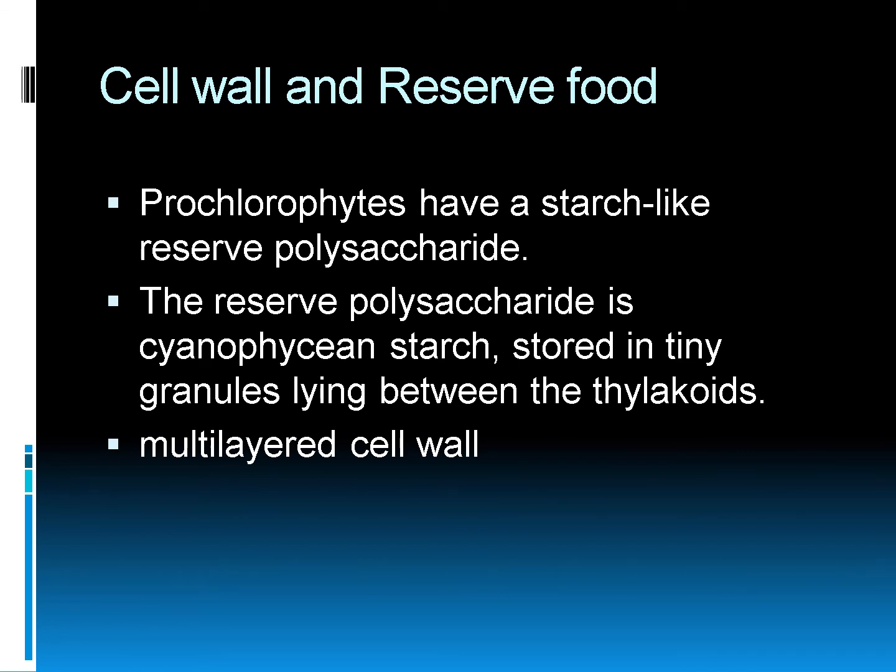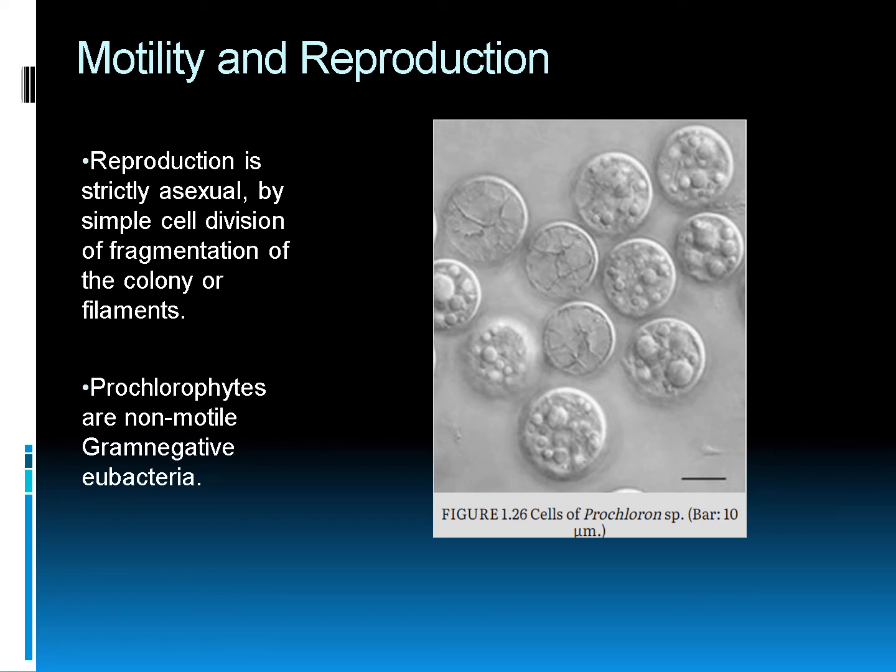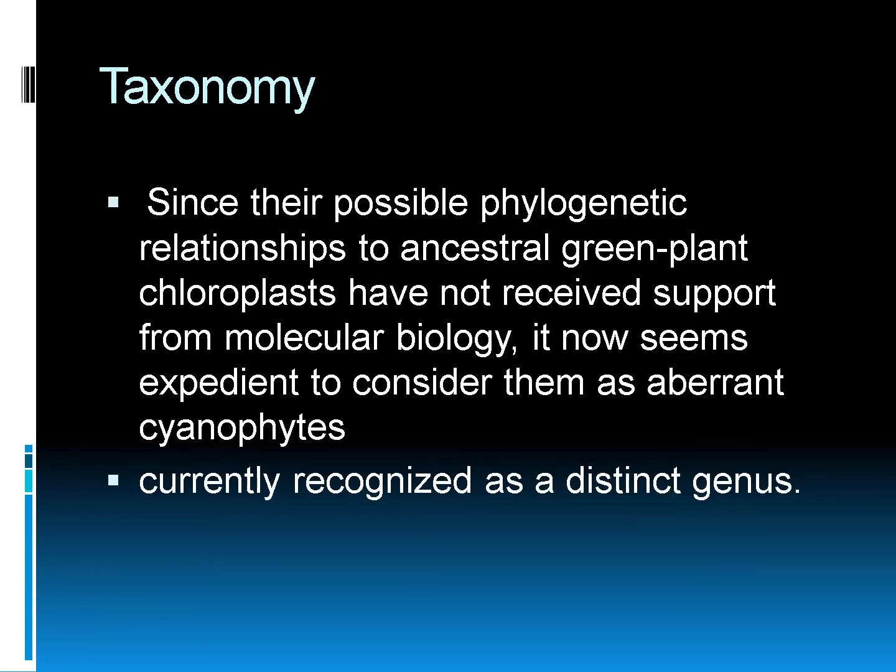Cell wall and reserve food. Prochlorophytes have a starch-like reserve polysaccharide. The reserve polysaccharide is cyanophycean starch stored in tiny granules lying between the thylakoids. They have a multi-layered cell wall. Motility and reproduction. Reproduction is strictly asexual by simple cell division or fragmentation of the colony or filaments. Prochlorophytes are non-motile, gram-negative eubacteria.